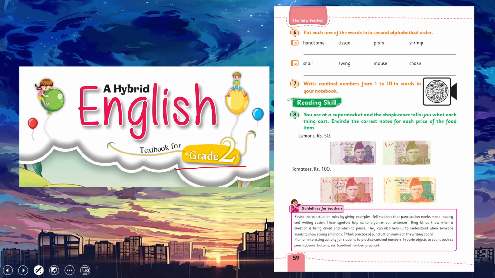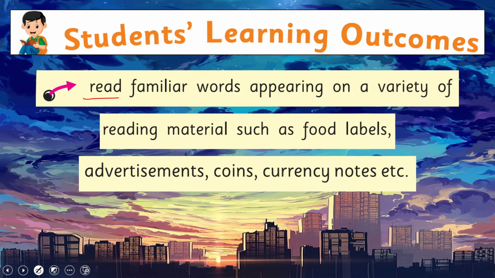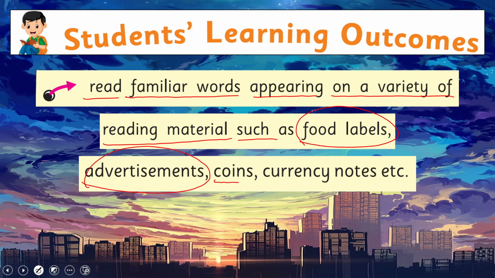Yes, in grade 2, beta, we have learned how to read currency notes and coins. Remember? If not, you may watch this video lecture again, and we are going to learn further to read familiar words appearing on a variety of reading material such as food labels, advertisements, coins, currency notes we have already done. So our today's lecture will be focused on food labels and advertisements. This is our today's SLO.